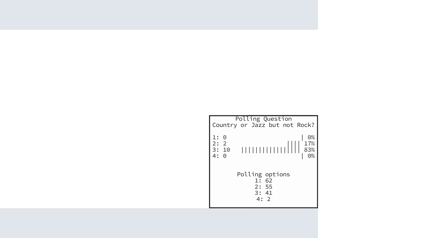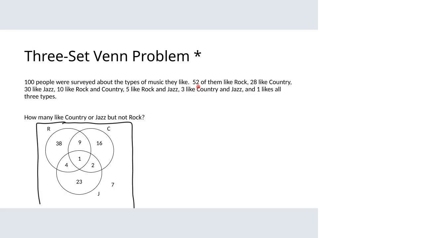Okay, not unanimous, but pretty close. I think what's going on is as we do more of these, we're starting to get the hang of it, which is great. So if you wanted to, but you don't have to, you could say country or jazz, but not rock. And so if you wanted to shade this diagram, that would show you exactly what it is we want to count up here.